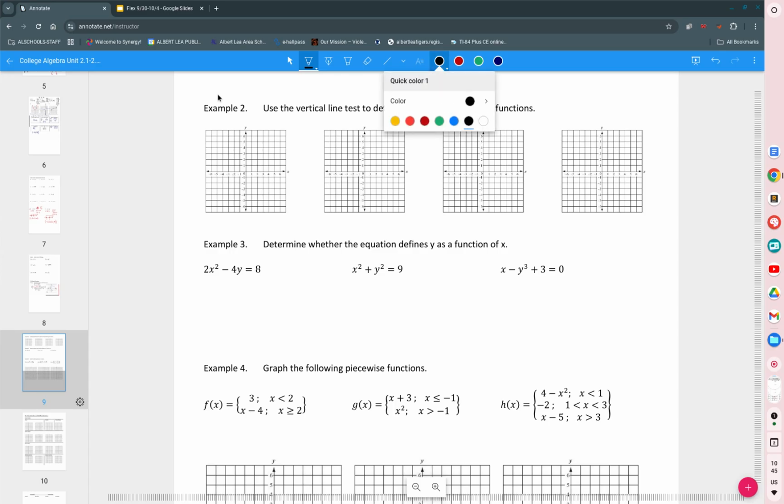These do not have to be exact by any stretch of the imagination. Go ahead and draw. Whoop, that was a really bad example. Try that again.